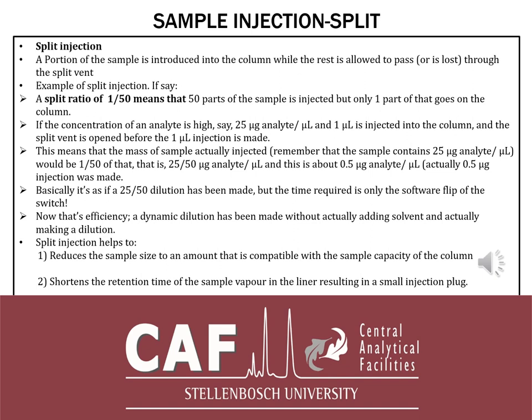But anyway, an example of a split injection is setting up a split ratio of 1:50. It means that 50 parts of the sample is injected, but only one part of that goes onto the column. If the concentration of an analyte is, for instance, 25 micrograms of the analyte per microliter, and 1 microliter is injected into the column, and the split vent is opened before the 1 microliter injection is made, one can go through the calculation there. It basically means that a dilution has been made, but the time required is only the software flip of a switch and not manual.